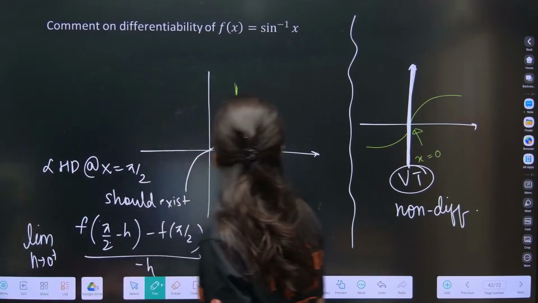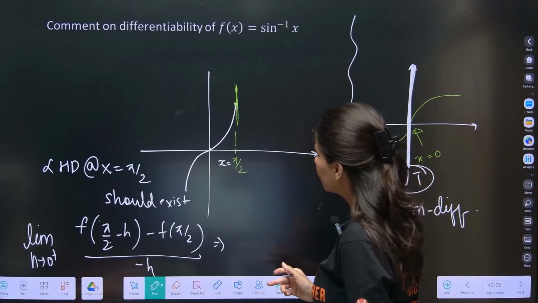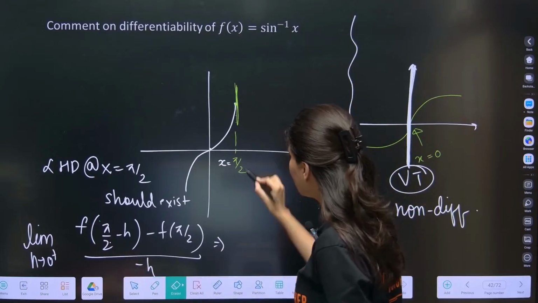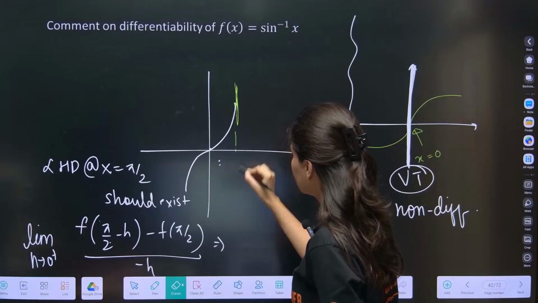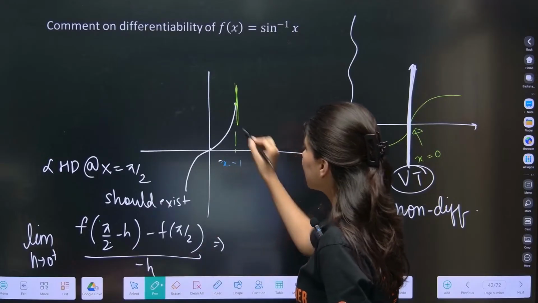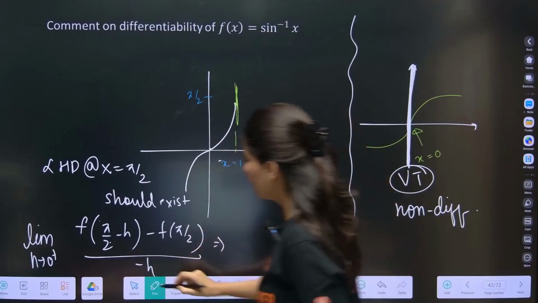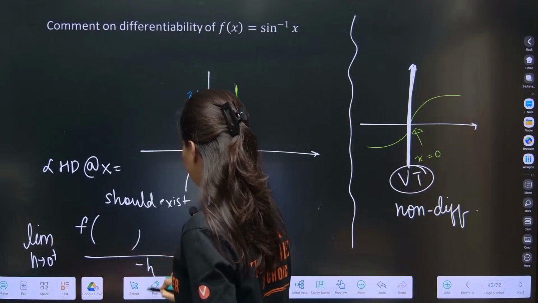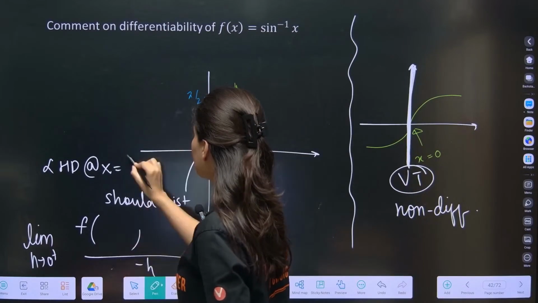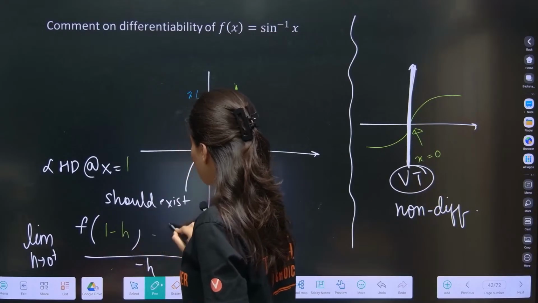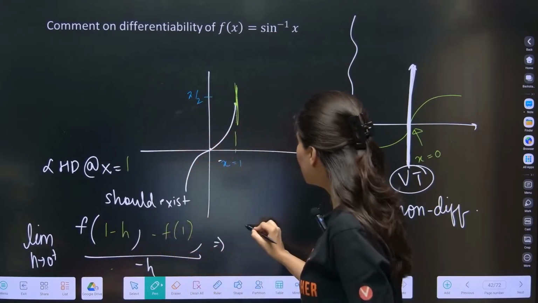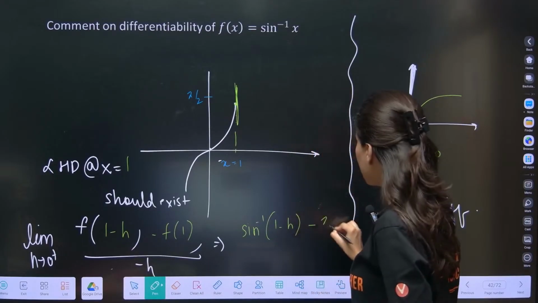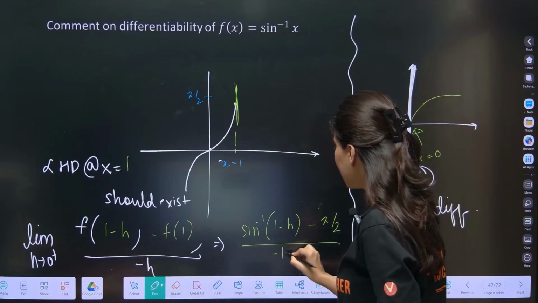Okay. So, sine inverse. Sorry, not pi by 2, actually 1. This is x equals to 1. The value is pi by 2. Okay, so LHD at x equals to 1. Not pi by 2. Boundary point is what? 1. So, f of 1 minus h minus f of 1. So, sine inverse of 1 minus h minus sine inverse 1, which is pi by 2, whole upon minus h.